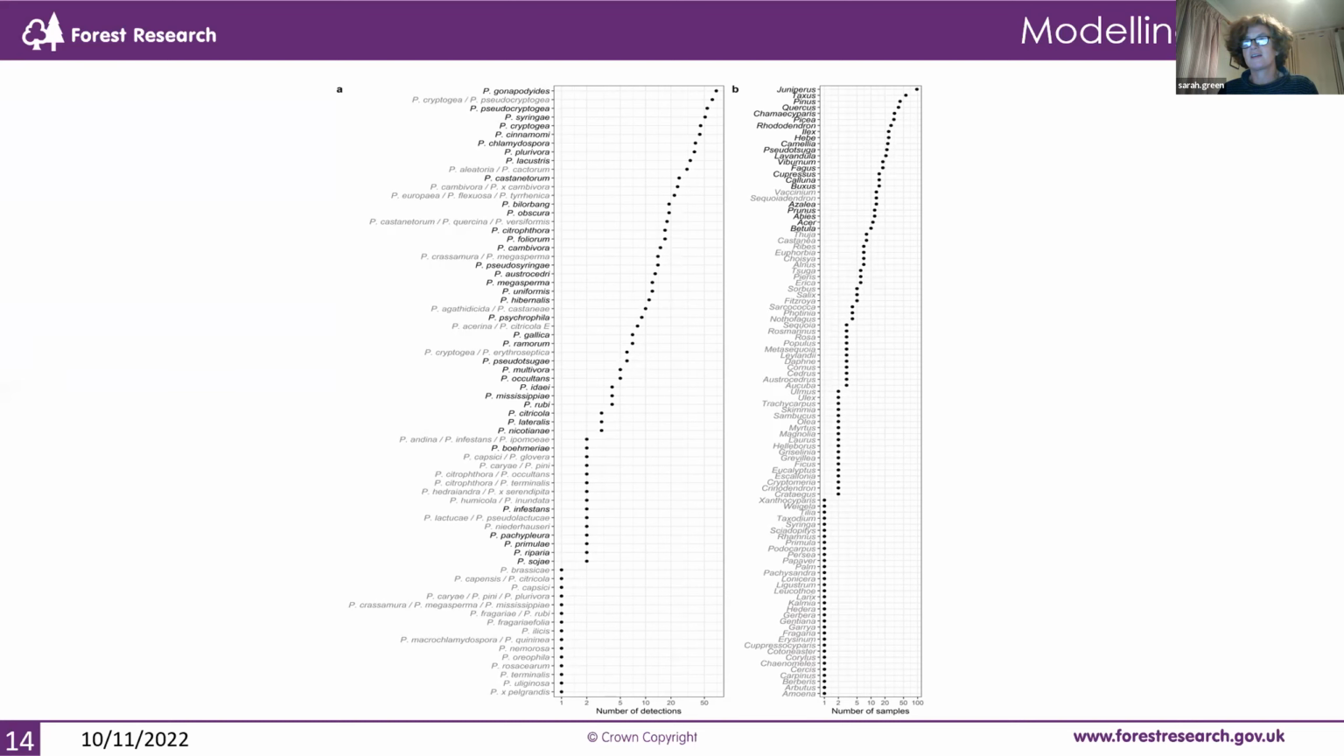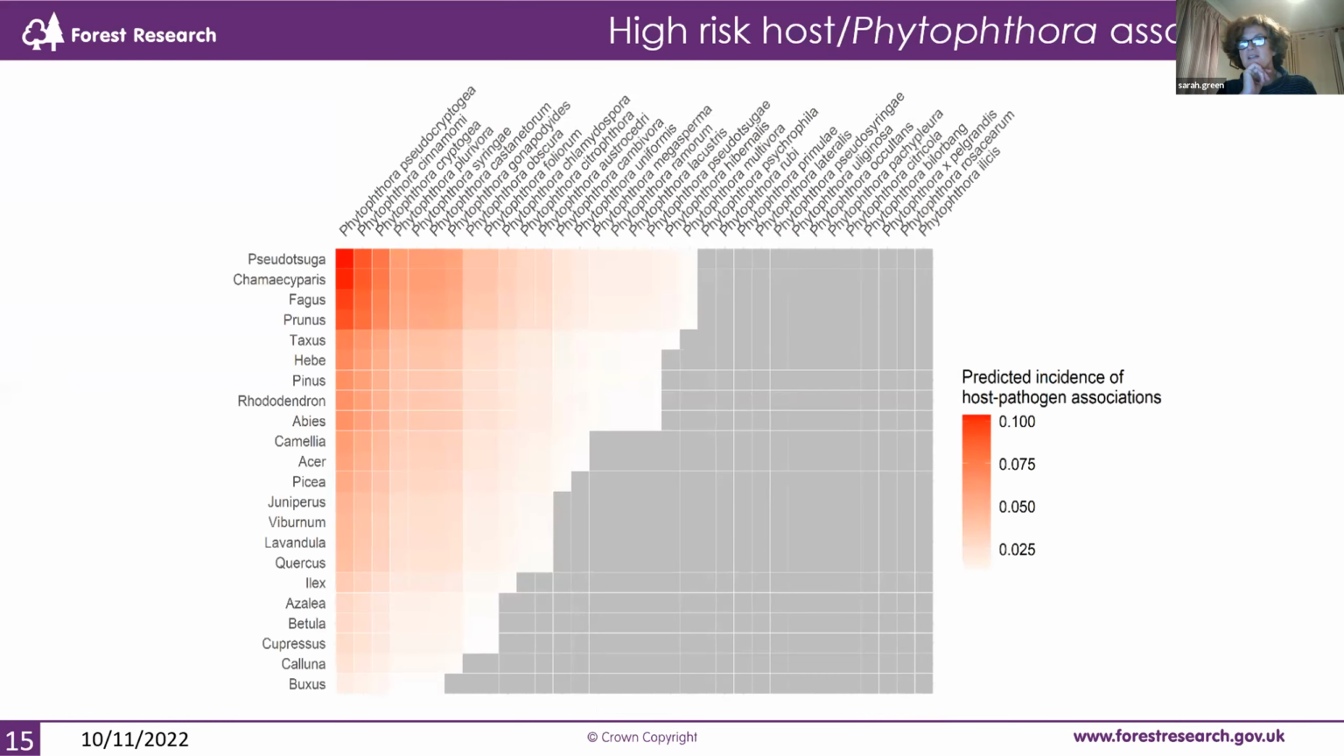So one of the aspects that we were quite interested in was what host species, what plant species had the most Phytophthoras associated with them and therefore could be considered to be highest risk. And this was a bit surprising because we didn't expect that the riskiest plant species was in fact Pseudotsuga. That's Douglas fir, which was found to have some of the highest number of Phytophthora species associated with it, including Phytophthora pseudocryptogea, amomi, plurivora, and syringae, for example.